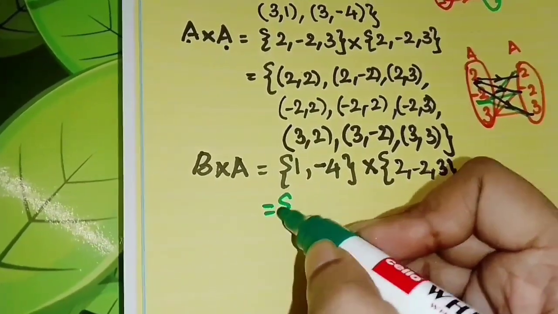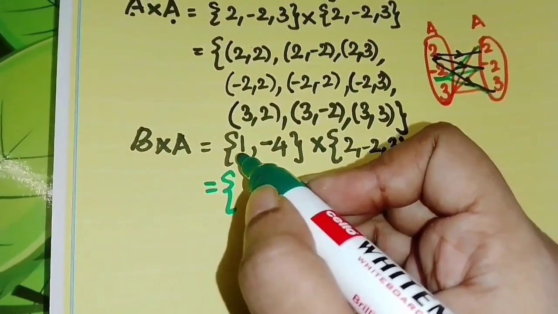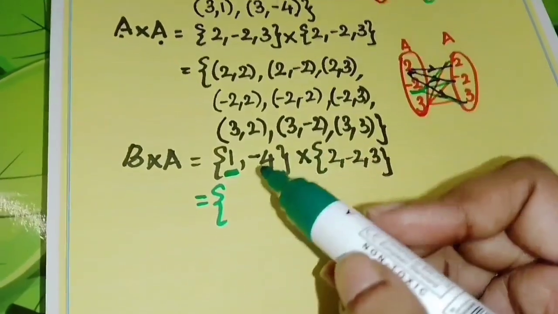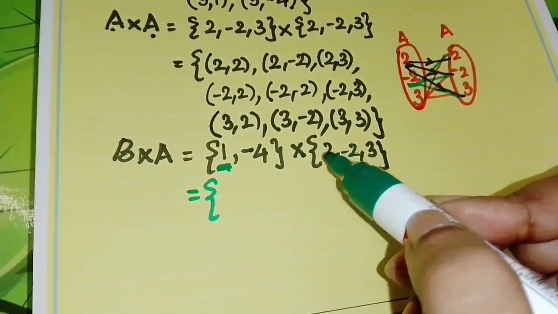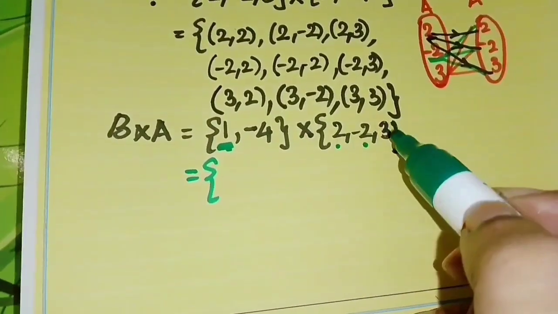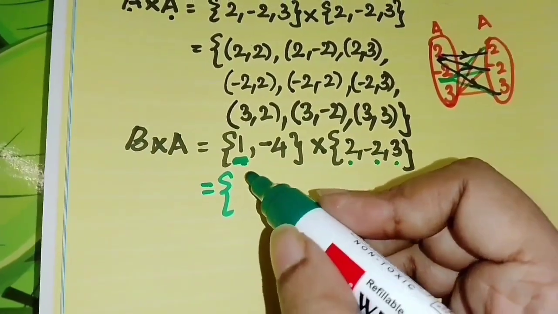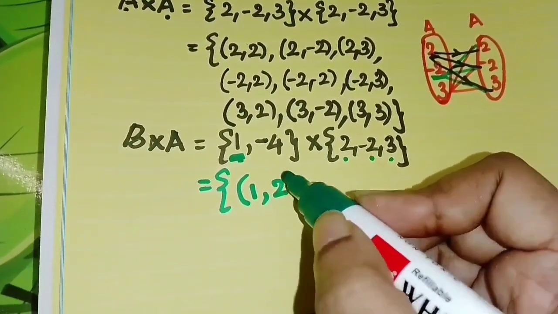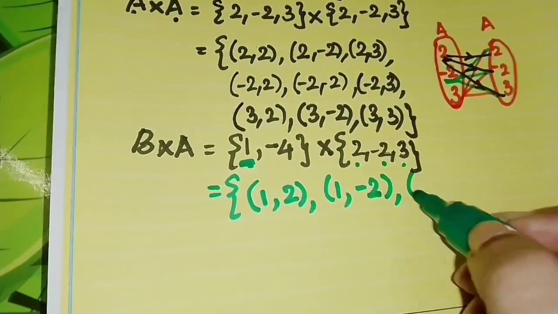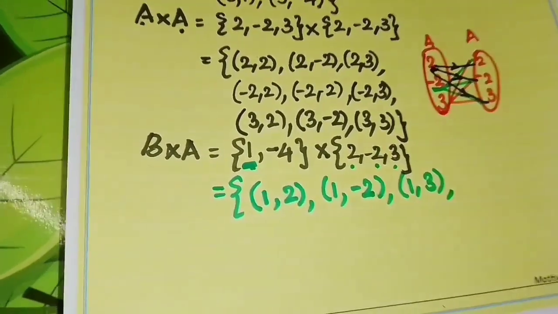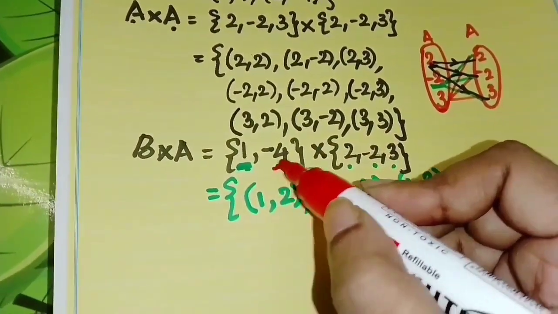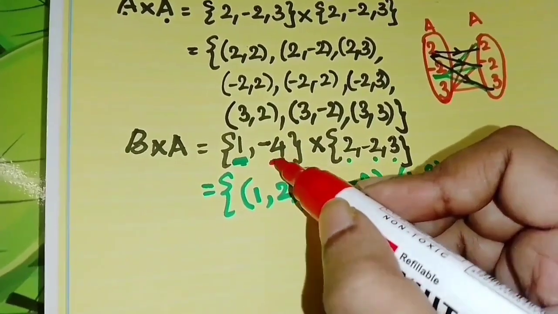First we are going to form pairing with the element 1 from B. So what are the possible pairings? 1, 2, 1, minus 2 and 1, 3. Shall we write? So 1, 2, 1, minus 2 and 1, 3. Got it? Now we are going to the second. What is the second element in B? It is nothing but minus 4.